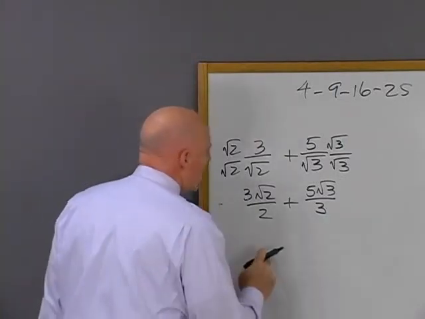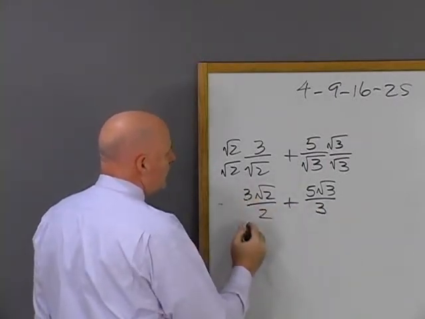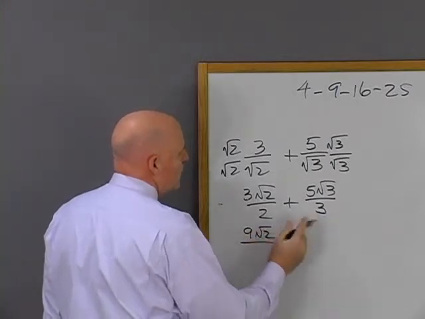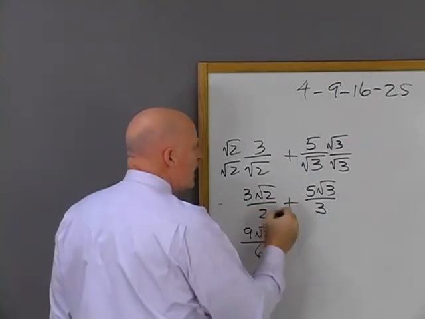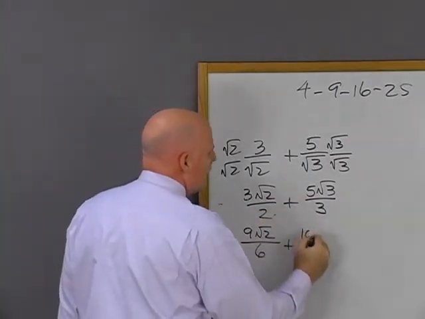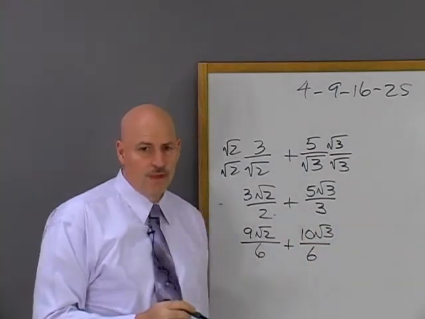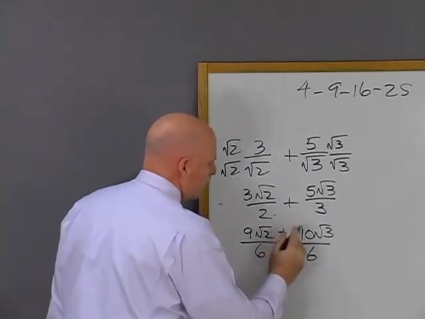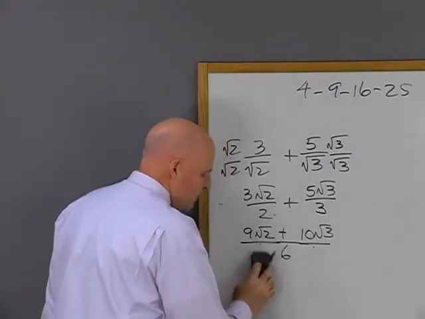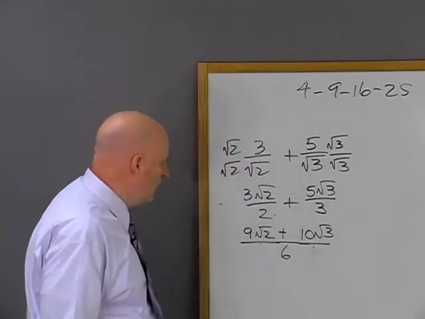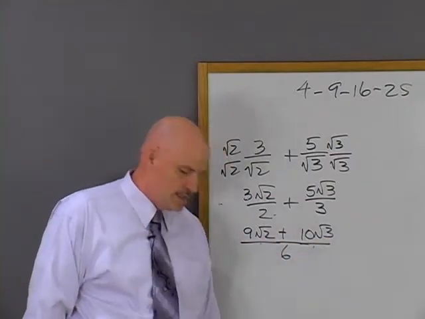All we have to do is multiply 3 times both of these. 3 times this would be 9 times the square root of 2. 3 times the 2 is what? 6. Then multiply the 2 times both of these. 10 times the square root of 3 over 6. Getting closer? All we have to do now is combine them. There. Isn't that easier? And that would be our answer. 9 times the square root of 2 plus 10 times the square root of 3 over 6.